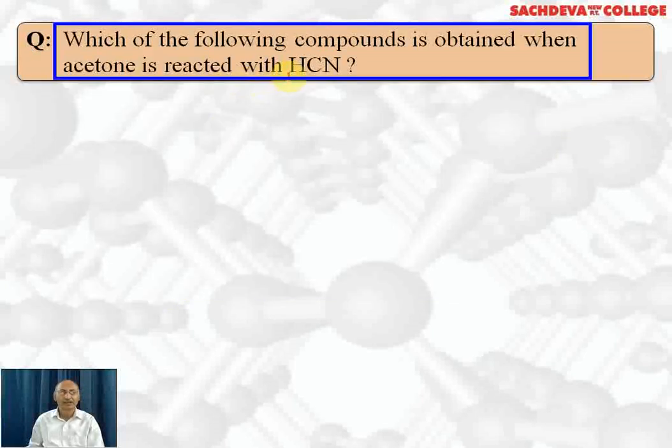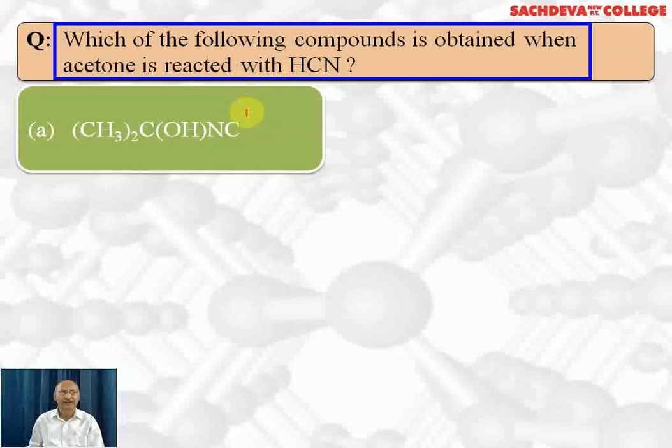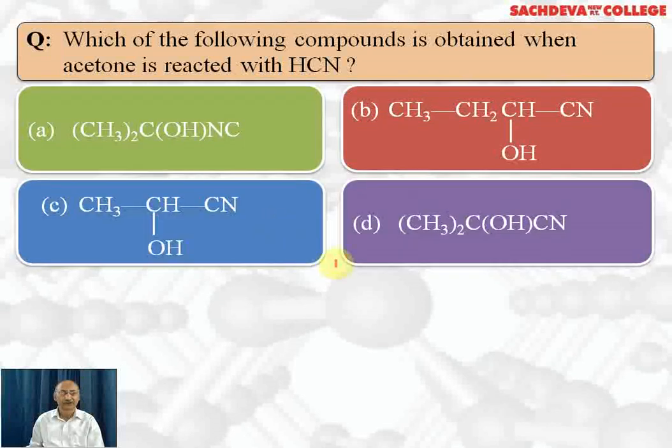Which of the following compound is obtained when acetone is reacted with HCN? Correct answer is D part. Here acetone will be attacked by cyanide ion and which will form CO negative, and CO negative will pick up H ion to form cyanohydrin. The name of this compound is acetone cyanohydrin. So acetone reacts with HCN, undergoes nucleophilic addition reaction to form acetone cyanohydrin. Correct answer is D part.